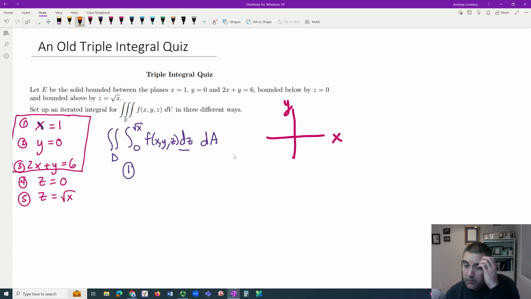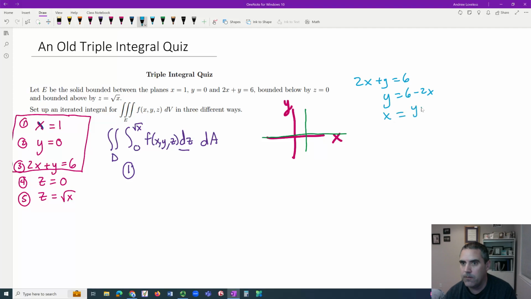Step 3, draw any xy boundaries. Now in this case, they give me x equals 1, done. Y equals 0, done. And this line. Now this line is 2x plus y equals 6, which can be written in a few different ways, and we need to be comfortable rearranging. Those are skills from that course.